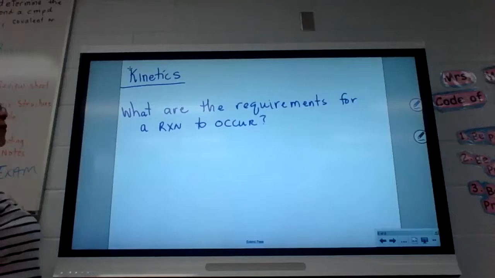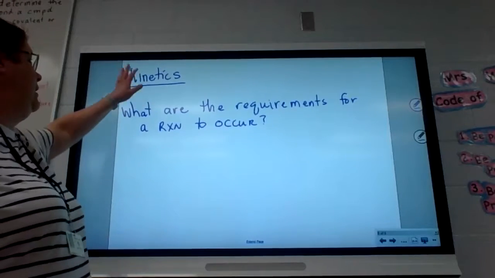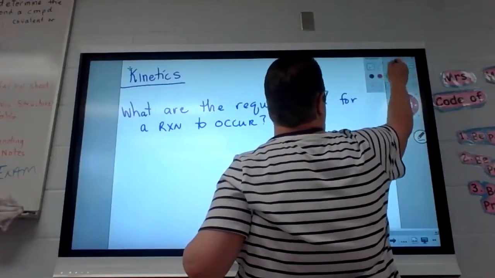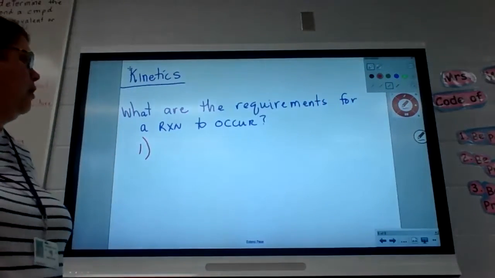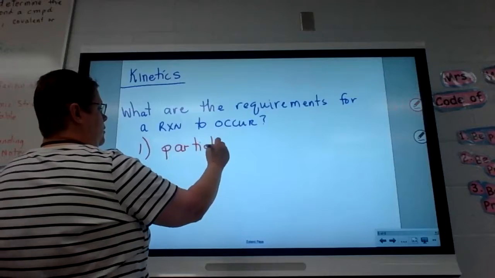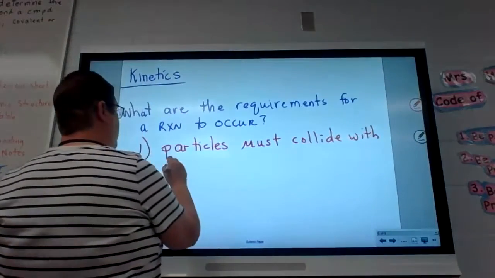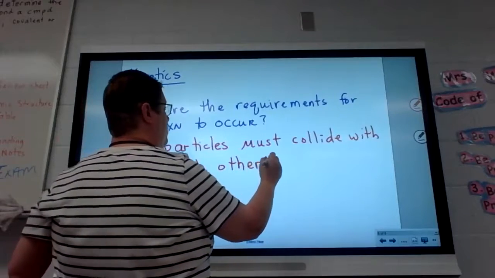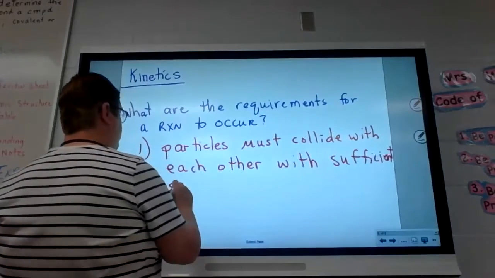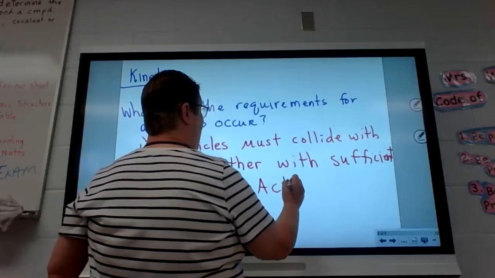Okay? So, before we can do that, though, there are two requirements in order for all reactions to be successful. Which is going to lead us into this discussion of kinetics and collision theory. In order for collisions to be successful, what are the requirements for reactions to occur? Number one, particles must collide with each other with sufficient energy. Now, this is going to have a name that we're going to learn about in a few minutes, and it's called activation energy.